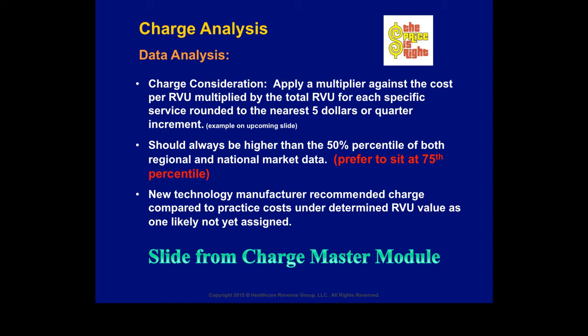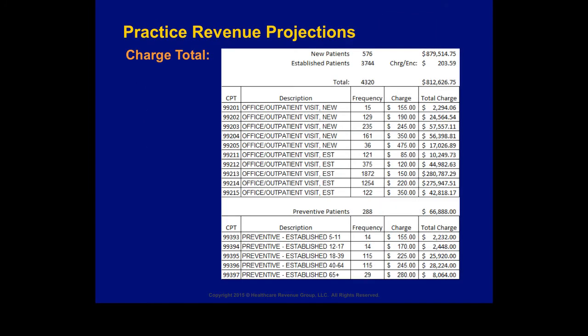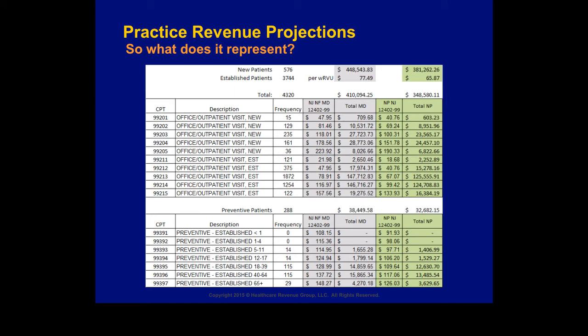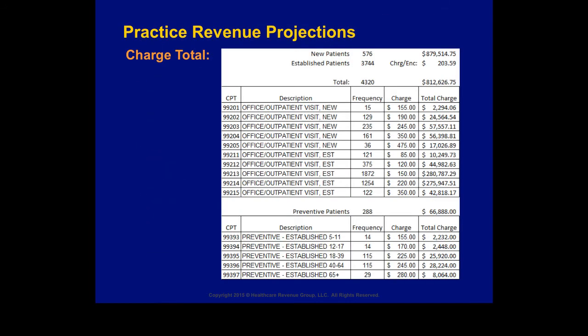So for fun, I plugged in the 75th percentile for every one of these CPT codes in the Newark, New Jersey area because it's the data I have access to. And you will see, here's your charges. Your charges now will be $812,000. Remember, in the charge analysis module, you don't get paid. So I'm going to get $381,000 when I'm going to charge $879,000, which gives me a gross collection rate of about 40-some percent.